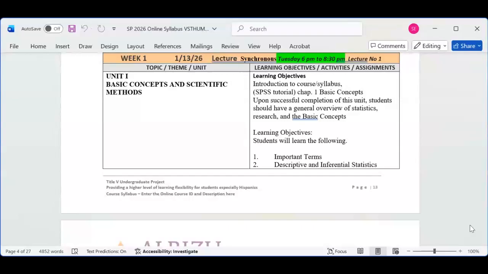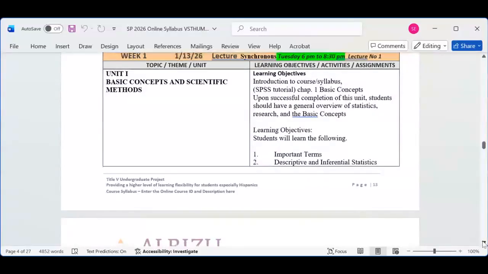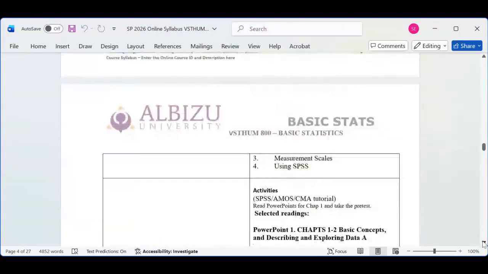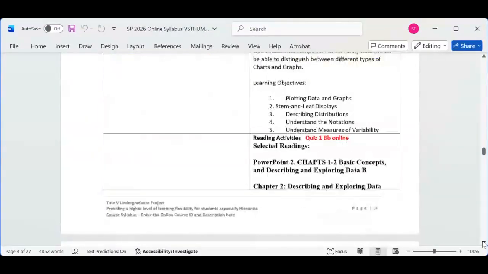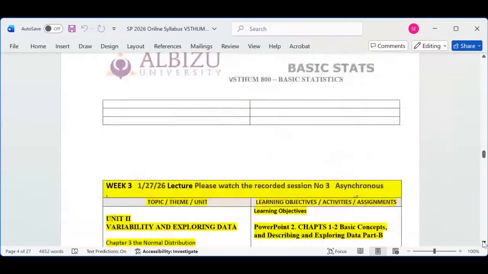under the Collaborate. The instructions are here in the syllabus. Also, I will have a copy of them. I will put them in YouTube so you can have the link and have access to them. And again, week 2, which is the next week, we're going to have asynchronous, and you can see the stuff that we cover. And week 3 with the dates and everything.